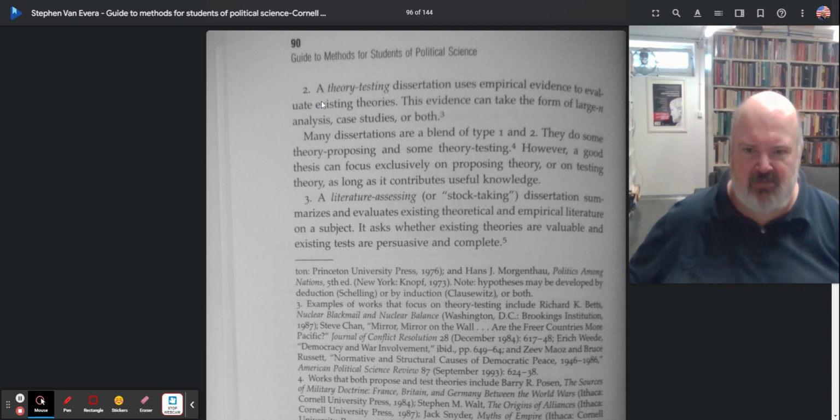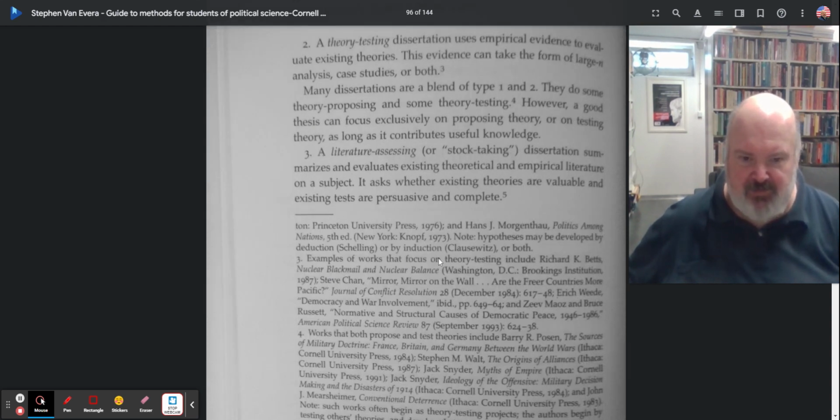Theory number two, the theory testing hypothesis, or dissertation. It uses empirical evidence to evaluate existing theory. So therefore, we're testing this. This evidence takes the form of large N analysis, case studies, or both, right? And he goes, for example, of this work on testing theories, including Bennett, nuclear blackmail, nuclear balance, right? Again, his examples are mostly in terms of international security, international relations, right? So he goes, many dissertations are a blend of type one and type two. They do some theory proposing and some theory testing, right?